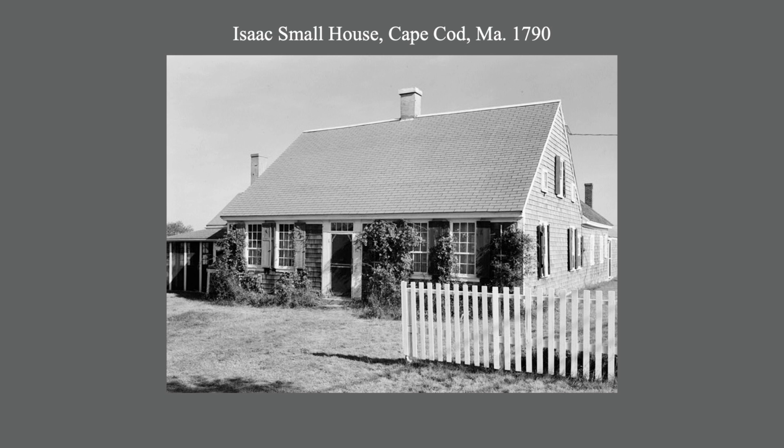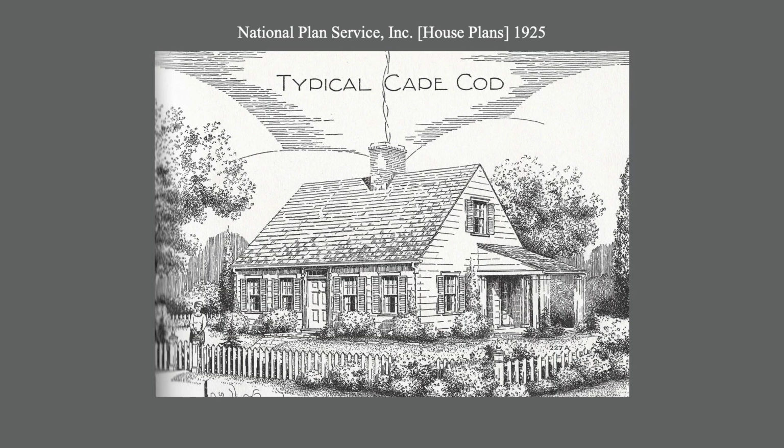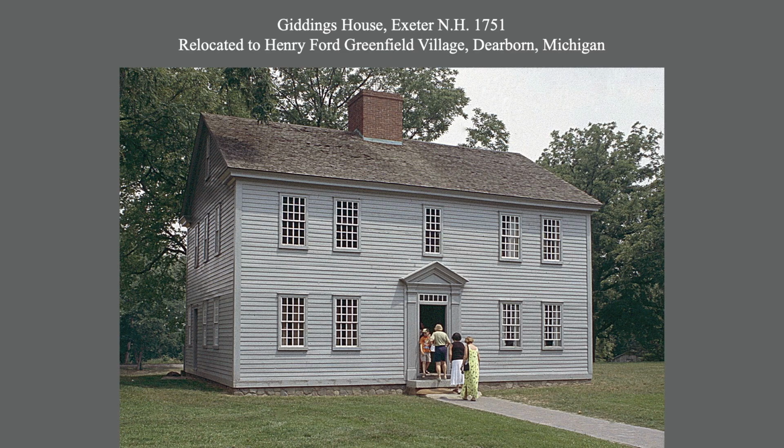This particular dwelling, the Isaac Small House, served as the model for a 1920s commercial design published by the National Plan Service and widely distributed. Even a more substantial New England house is characterized by compact proportions. An average height person would have no trouble peering into the first-floor windows of this house.